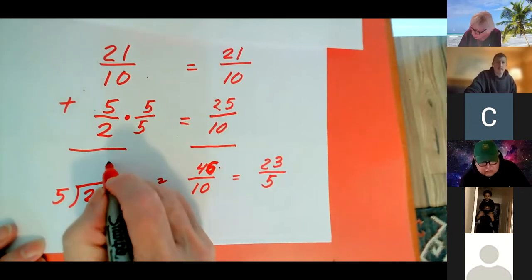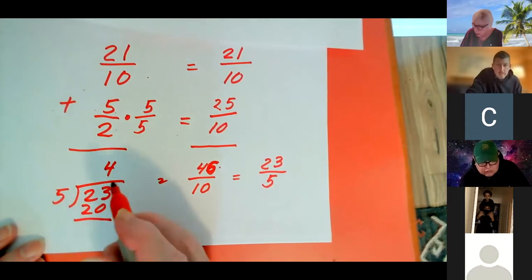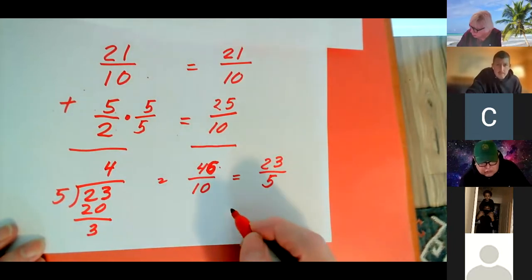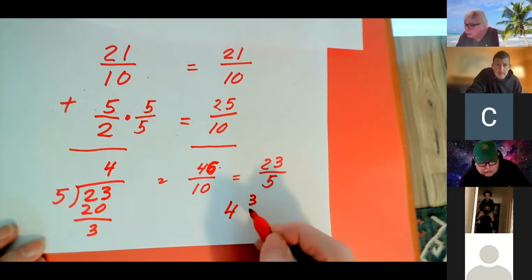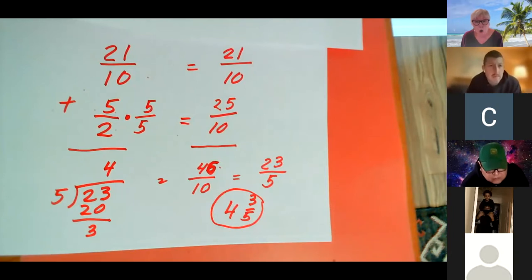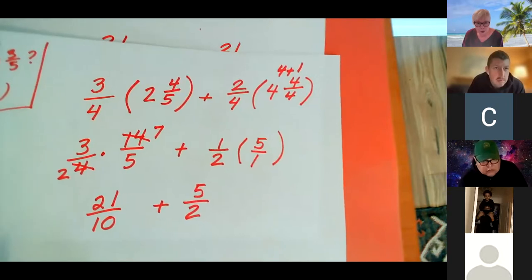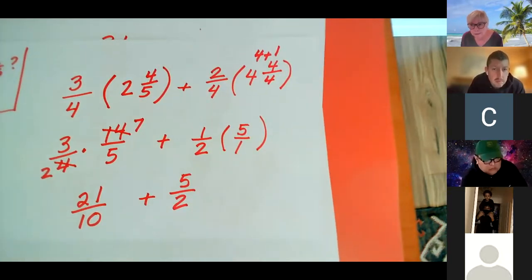5 into 23 goes 4 times. 4 times 5 is 20, 3 left over. So this would be 4 3/5, which is the correct answer. And I have no idea why they didn't mark you right. No idea at all. Unless the instructions said they wanted, I don't know what they wanted. Or the most common error of all errors is copying the problem wrong. That is the most common error.